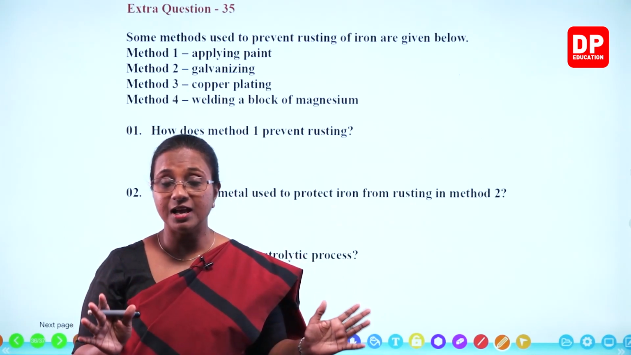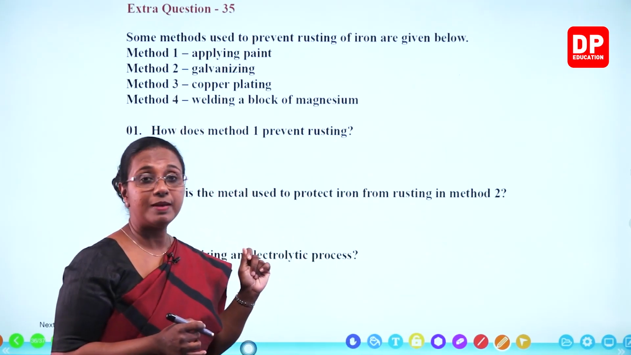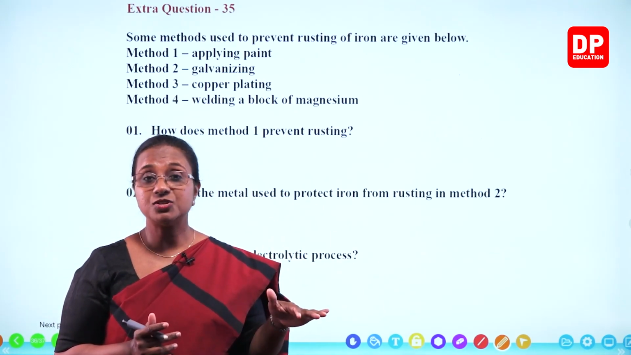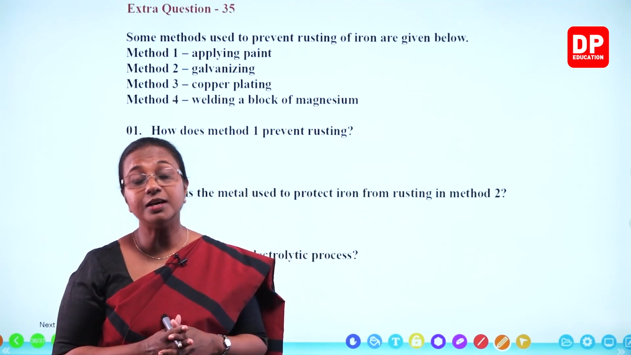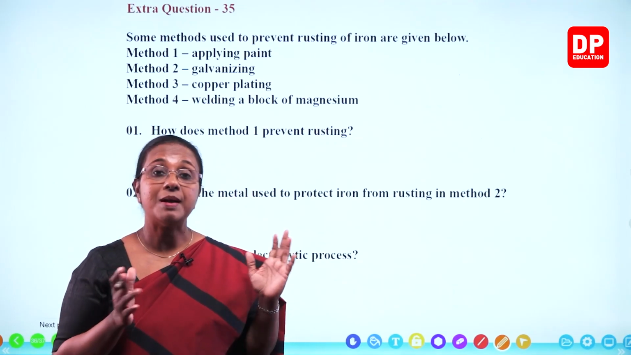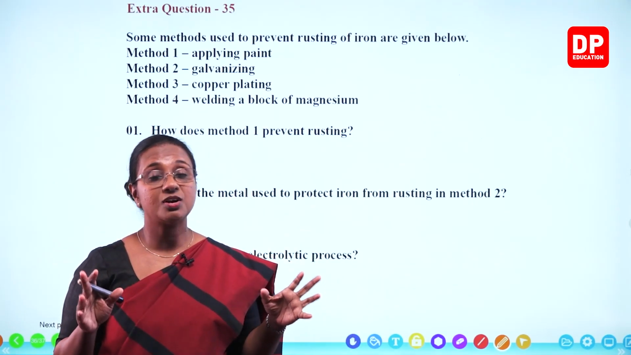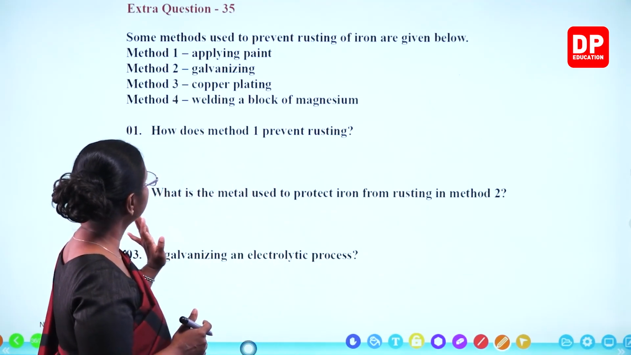So because of that, there is no rusting. But when it comes to welding a block of magnesium, magnesium is more reactive than iron. Because of that, it gives a sacrificial protection or cathodic protection. You can remember that. Magnesium acts as the anode, iron acts as the cathode. So because of that, iron does not rust. So those are different methods of preventing rusting.